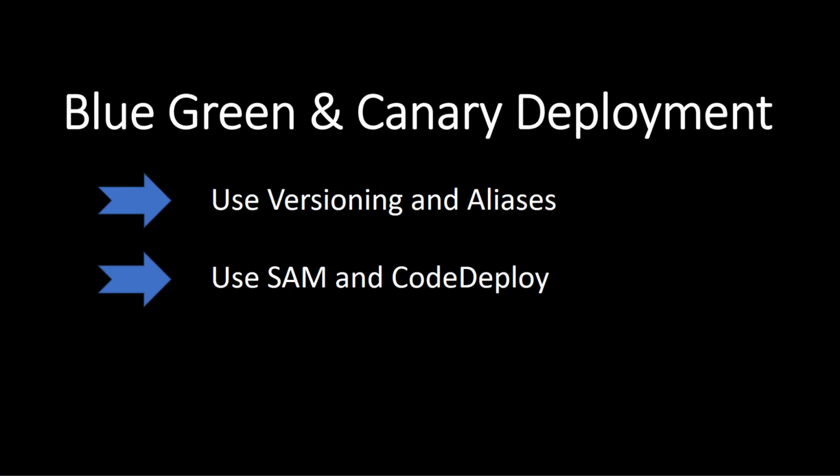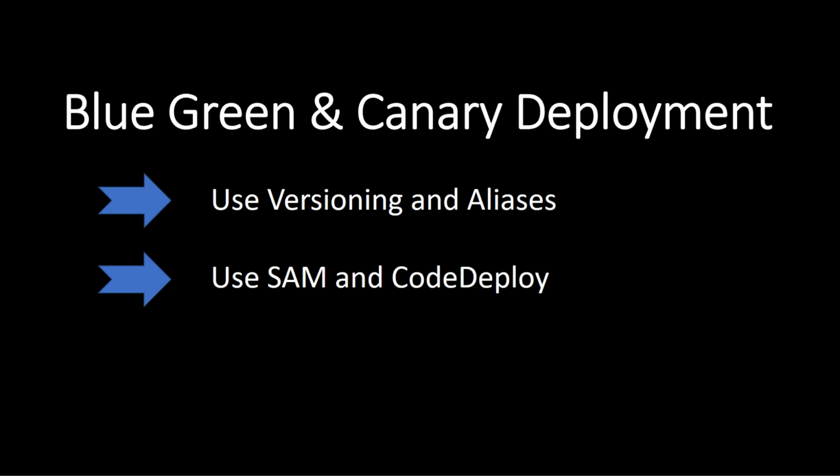Next topic is blue, green and canary deployment. So when we talk about releasing our code, a Lambda function is also like normal application code which we need to release to production, and the most common release pattern is blue, green and canary deployment. So to do the blue, green deployment, we need to follow the versioning and aliases patterns.